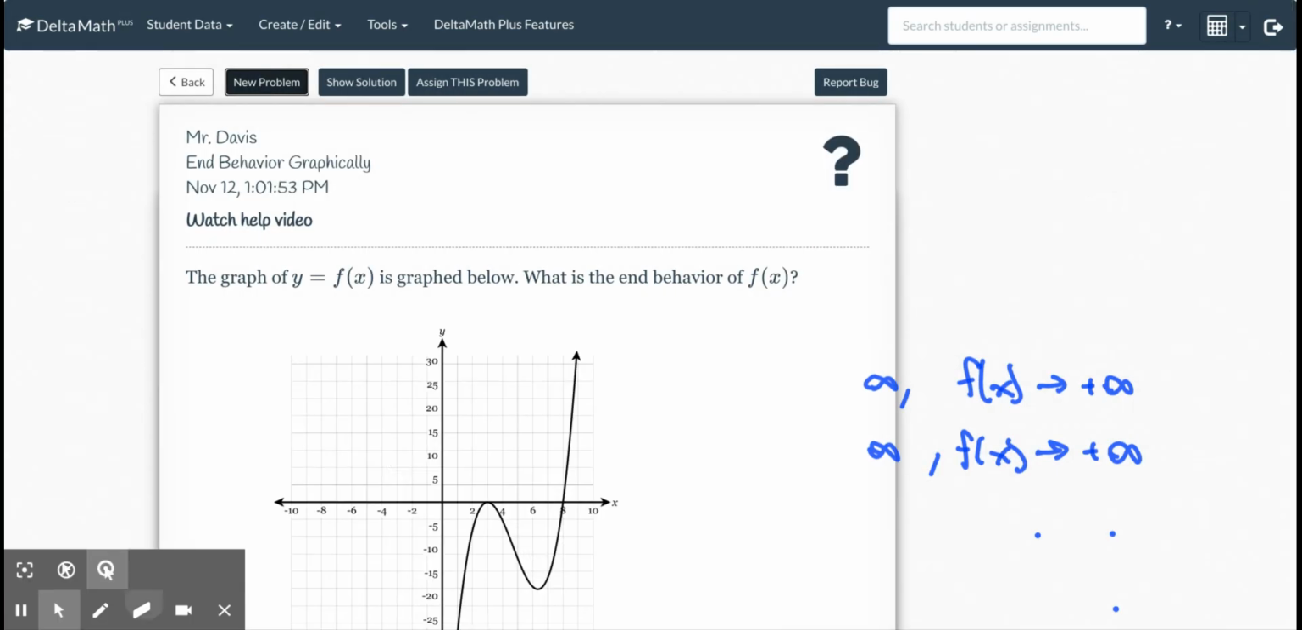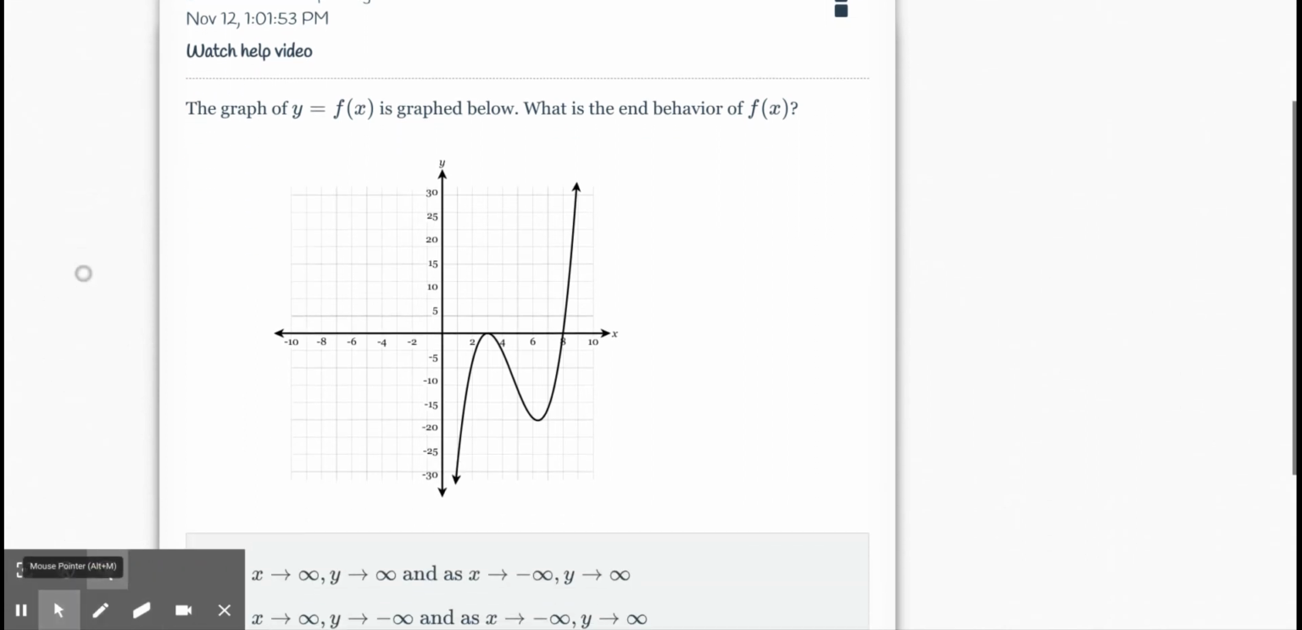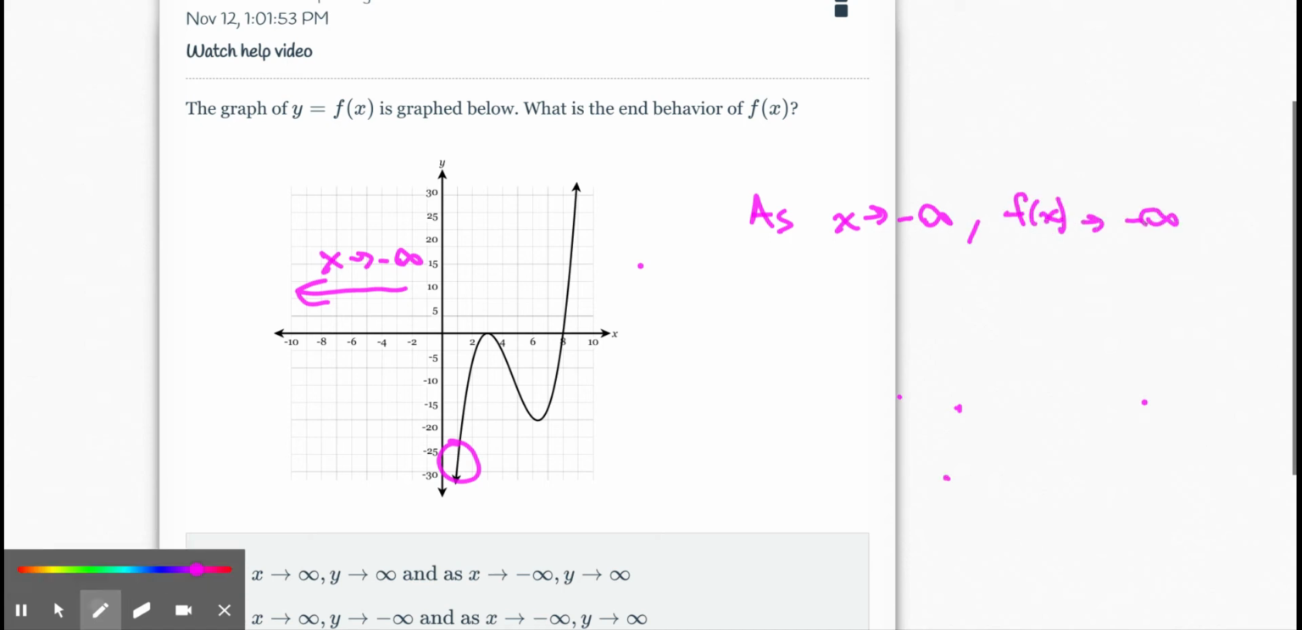Let's go ahead and look at one or two more here. So again, there's two things we have to identify. As x goes to negative infinity, what's happening? So as we move to the negative infinity direction, well, the function hasn't even actually made it over here yet. So we're just going to identify where the function is, the left side of the function, and it's clearly going down, right? Going down to negative infinity. So we'd say f of x goes to negative infinity.